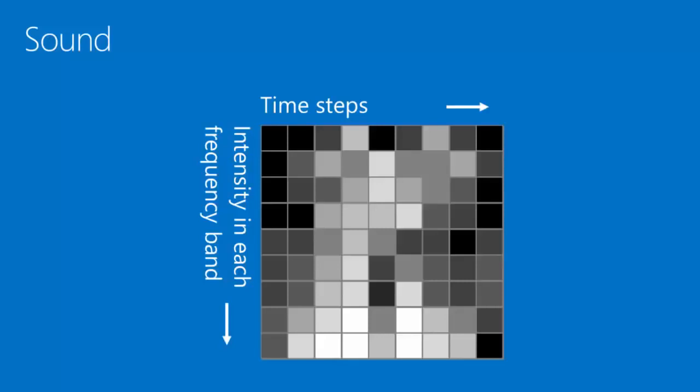Once you do this with sound, it looks like a picture. It looks like an image, and you can use convolutional neural networks with them.